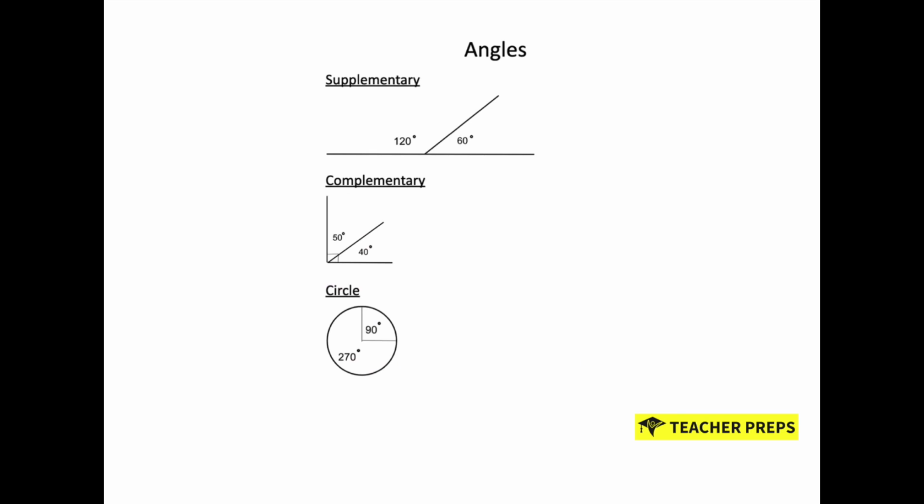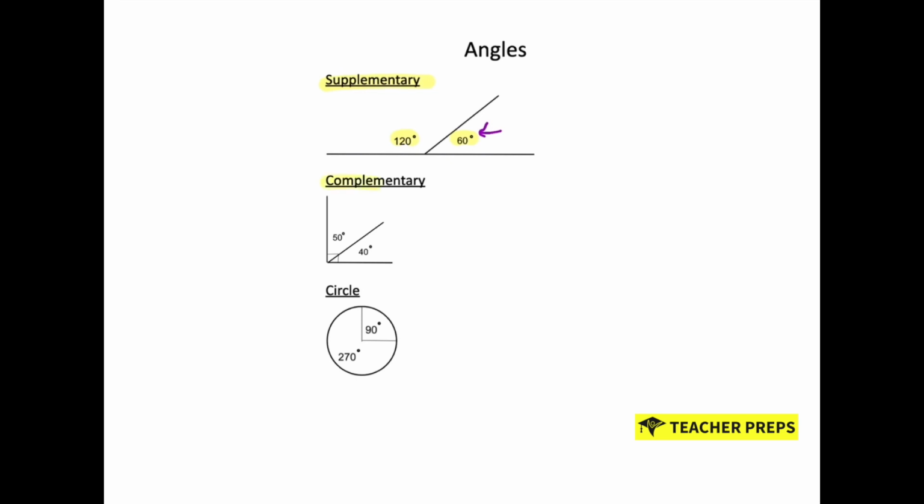Now let's talk about angle measurements. Angles are measured using a unit called degrees. A small circle in the upper right-hand corner is the symbol for degrees. One type of angle is supplementary angles. These are 2 or more angles whose sum is 180 degrees. Together they make a straight line. Notice that 120 and 60 together make 180 degrees.